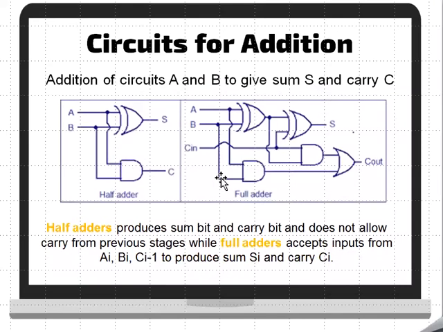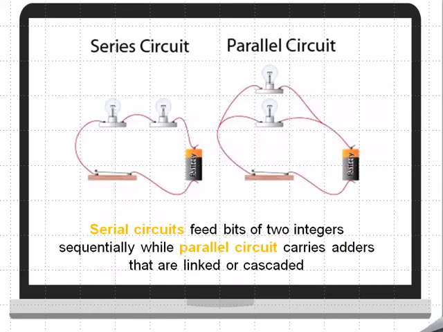For the addition of circuits A and B to give sum S and carry C, there are mainly two types. Half adders produce a sum bit and a carry bit and do not allow carry from previous stages, as you can see here. So it will only use the data inputted. There is also the concept of full adders, which accept inputs Ai, Bi, and Ci-1 to produce Si and carry Ci. As you can see, the data is carried over for full adders. Full adders add one bit position within an integer.